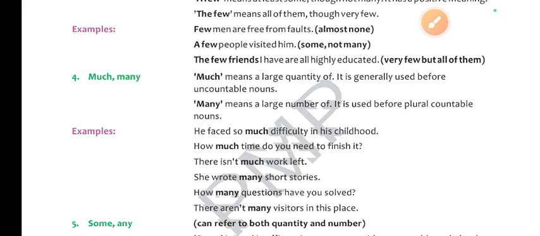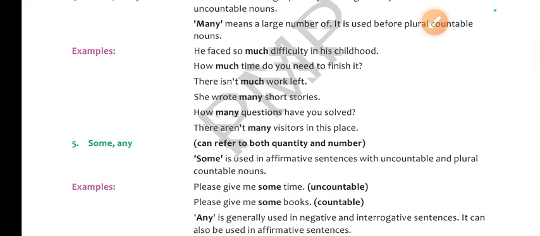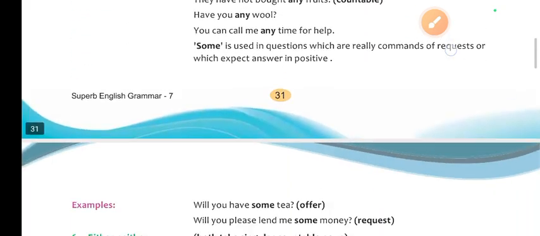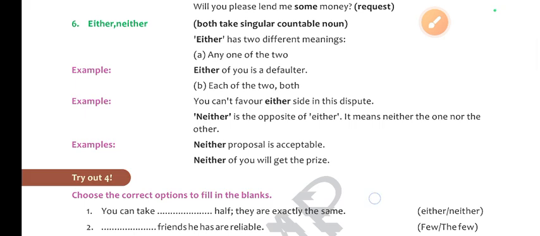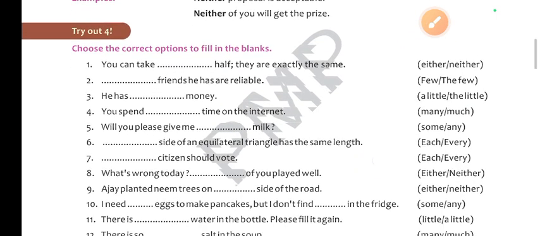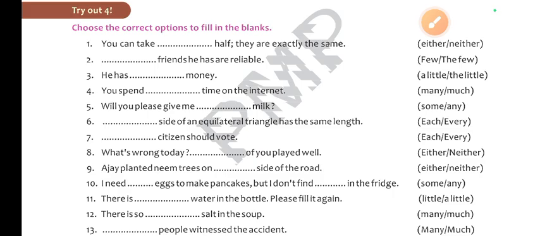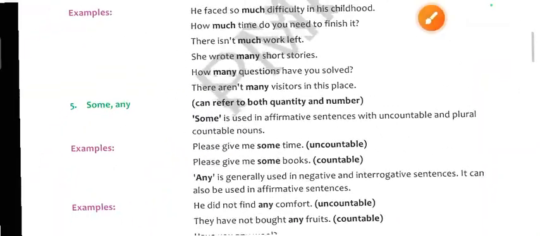So you need to go through these points. Okay, so I'm not going to discuss these. You are just supposed to go through that. Fine. Now choose the correct options to fill in the blanks. Try out 4.